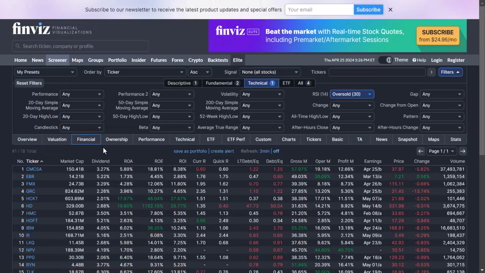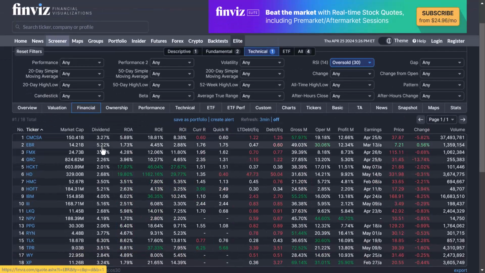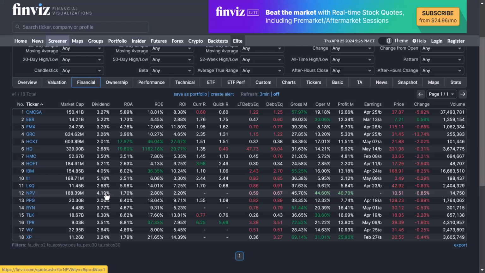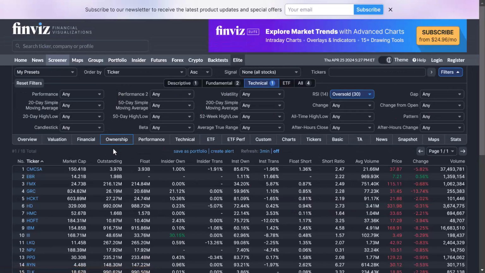And the financial tab dives in even more. You can actually look at what the dividend yields are on these stocks, as well as their profit margins, when they're reporting earnings, return on assets, things like that. The ownership tab is another interesting one.